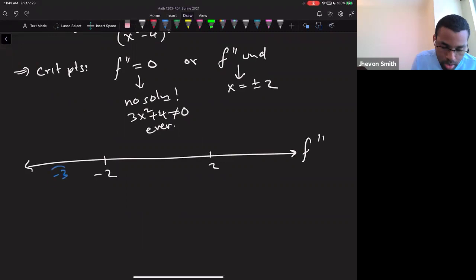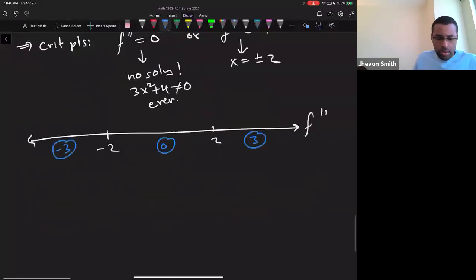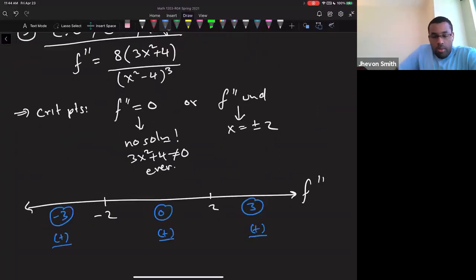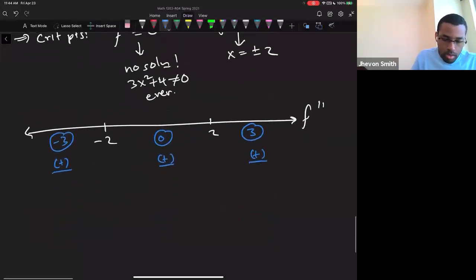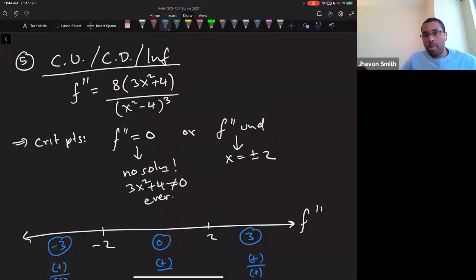And we can plug in a random number here, random number here, random number here. Notice that the numerator of the second derivative is always positive. So we only need to check what the denominator is doing. If I plug in -3 into x squared minus 4, that's 9 minus 4, that's positive. If I cube it, it's positive. Plugging in 3 would do the same thing because it's an x squared. So I know that's going to be positive as well. What about plugging in 0? You get 0 squared minus 4. That's a negative. If you cube it, you get a negative.